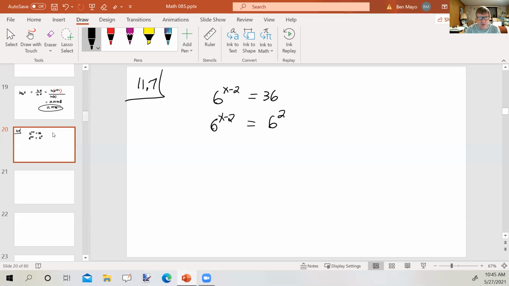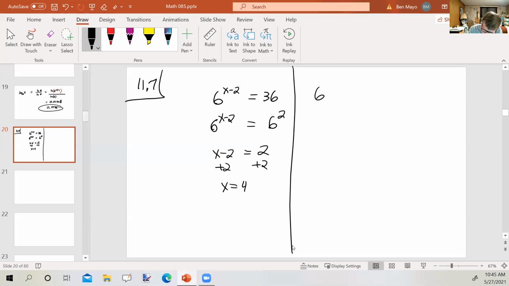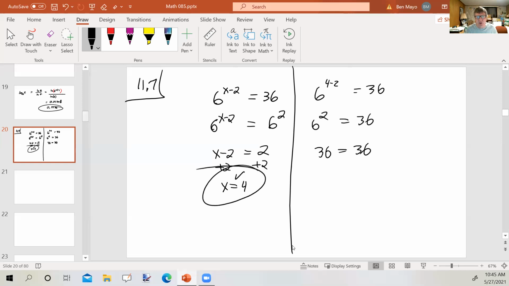36 equals 6 squared. So now 6 to the x minus 2 power equals 6 to the 2 power, which means, since the bases are the same, the exponents are equal, which gives us the equation x minus 2 equals 2. Adding 2 to both sides of this equation, we get x equals 4. Let's check our work. If x is 4, we'd have 6 to the 4 minus 2 power equals 36, which would be 6 squared equals 36. 36 equals 36, and the solution checks.